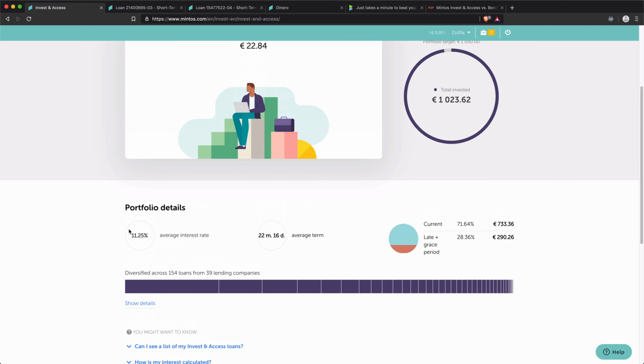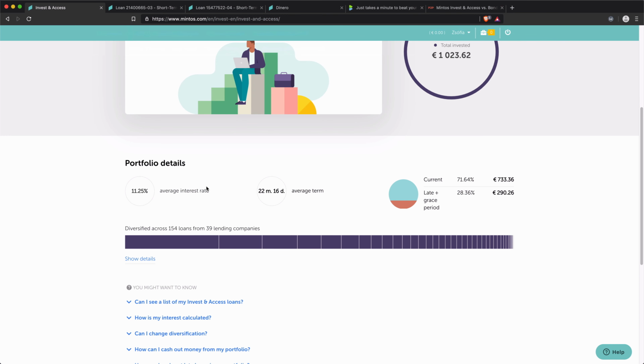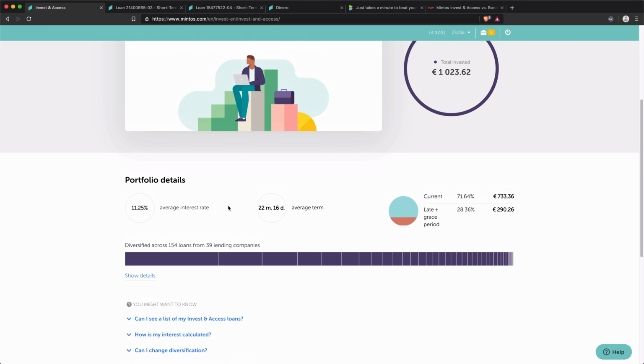The average interest rate of my portfolio dropped by around 0.75% since I started. If you're just starting out, Mintos now shows an average return of only 9.57% per year for new portfolios. So when you see this average interest rate here, I was still quite lucky to be able to pick up some higher interest loans a couple of weeks and months ago, which is not possible right now.